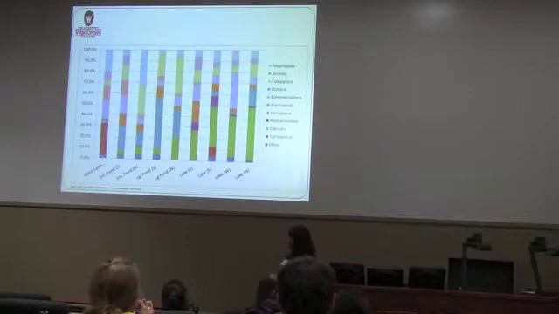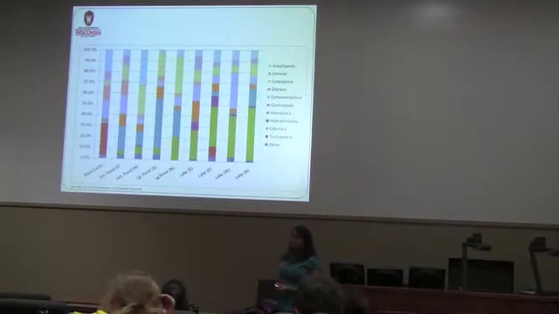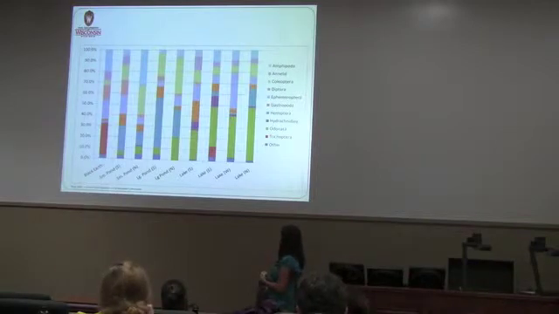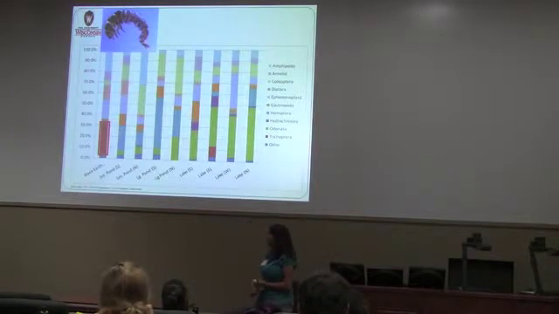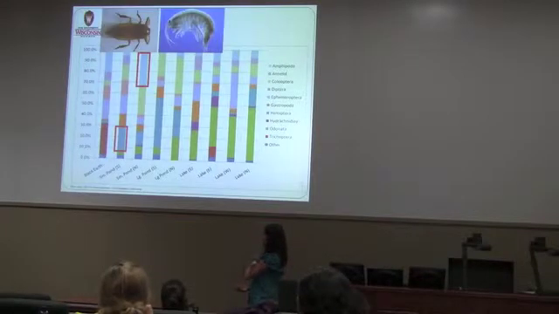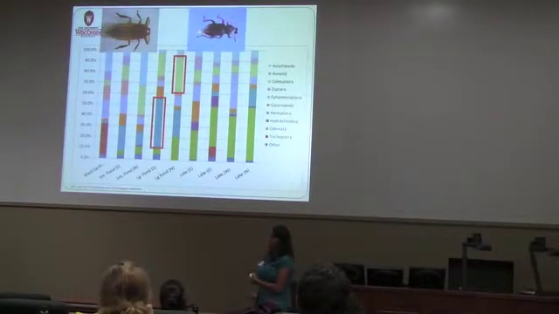Shown here are the top 10 orders that were found at each of the sites and their relative proportion at each site. You can see that as you move through the system, from the creek to the lake, the community composition changes. For instance, in Black Earth Creek, the dominant order was Trichoptera, which are caddisfly larvae. And in the pond, we had predaceous water bugs, hemiptera, and amphipods, which are mostly algae-eating organisms.